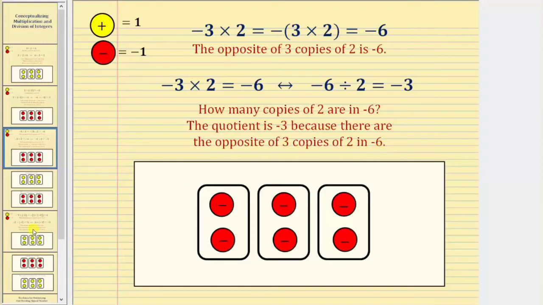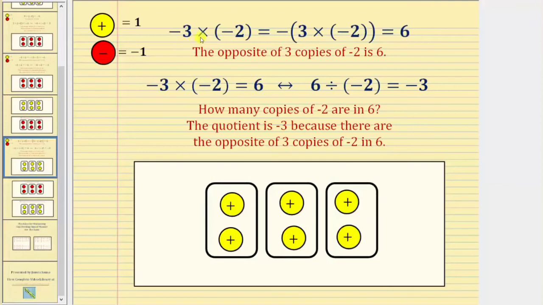And for our last example, we have negative 3 times negative 2. Again, we'll view this negative as the opposite. Rewrite this product as the opposite of 3 times negative 2, which equals positive 6, because the meaning of this product is the opposite of 3 copies of negative 2 is positive 6.